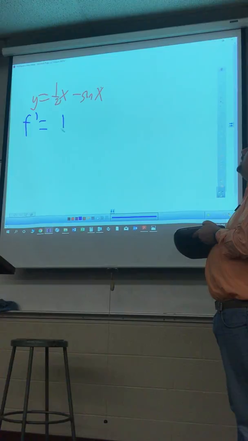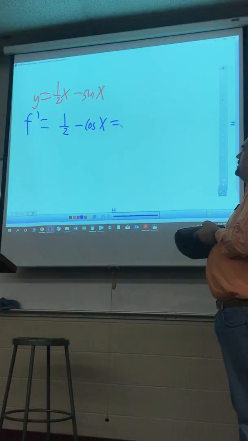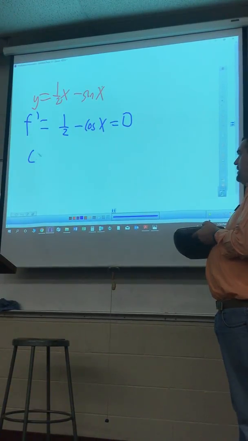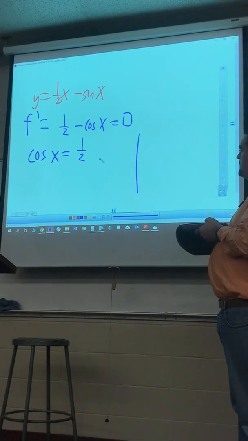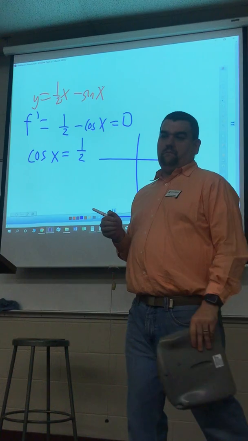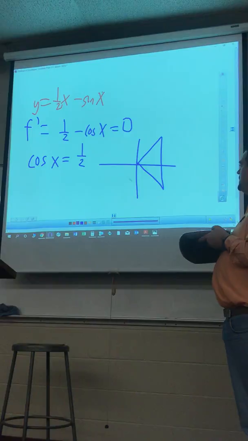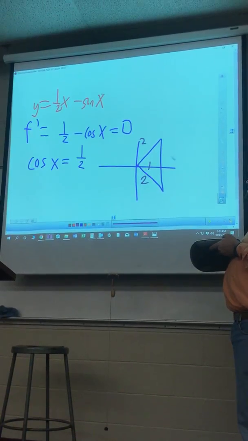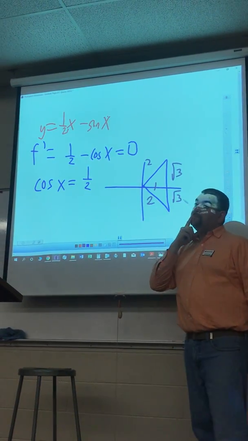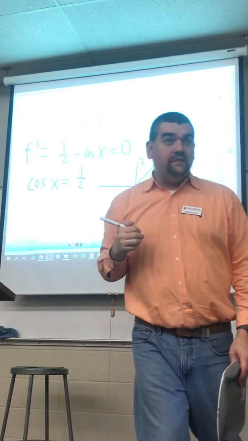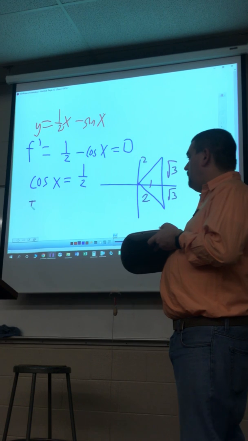The derivative is half minus cosine of x. Now your job is to find what this equals: 0. So your trig skills, pretty please. Cosine of x equals 1/2. Where is cosine positive? Quadrants 1 and 4. So cosine is adjacent over hypotenuse, which means this angle is 60 degrees. In radians, that's pi over 3.